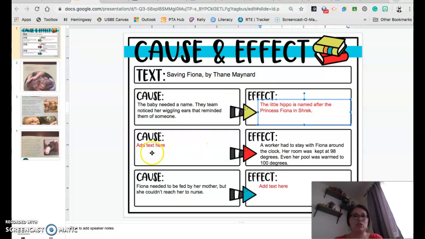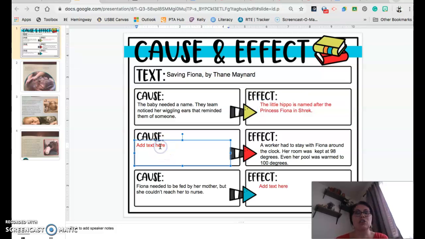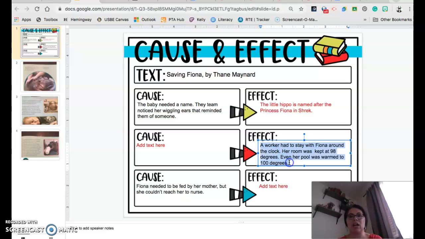All right, so now we have to figure out the second one right here. The cause is missing. So we're going to have to figure out what causes this effect. Let's look at the effect. A worker had to stay with Fiona around the clock. Her room was kept at 98 degrees. Even her pool was warmed to 100 degrees. That has a lot to do with taking care of her and keeping her warm.